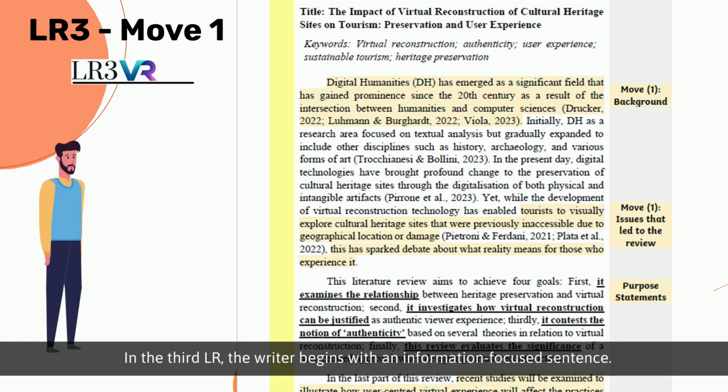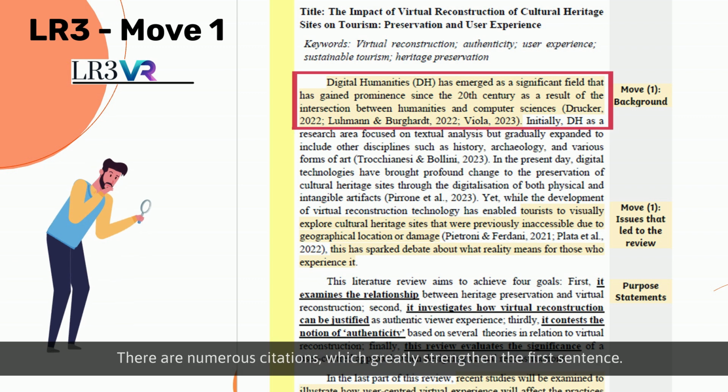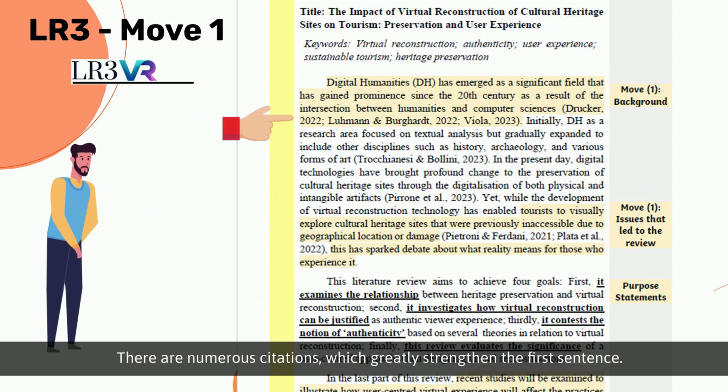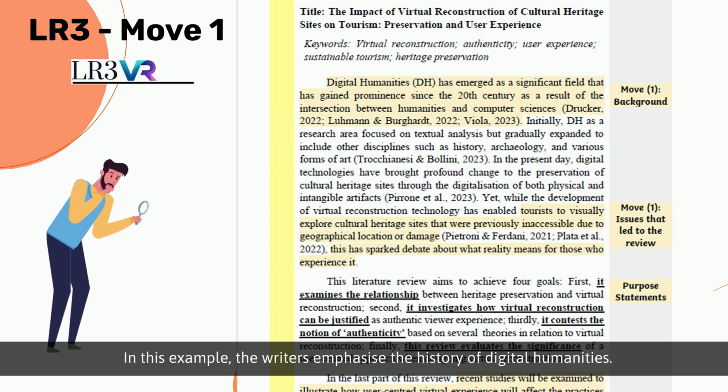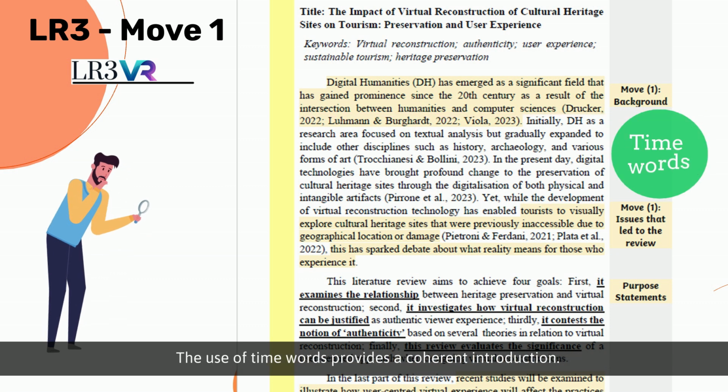In the third LR, the writer begins with an information-focused sentence. There are numerous citations, which greatly strengthen the first sentence. In this example, the writers emphasize the history of digital humanities. The use of time words provides a coherent introduction.